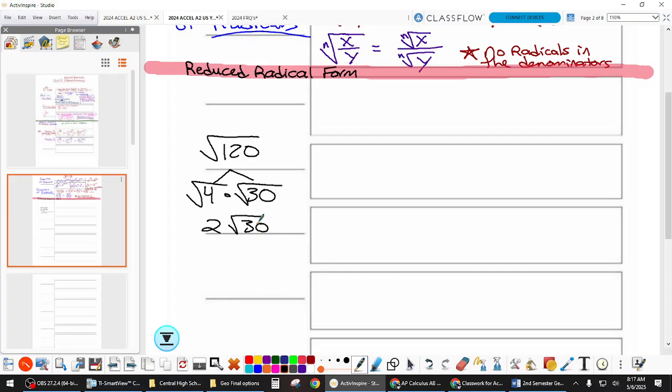That was another version of reduced radical form. We are not doing that specifically. This is going to involve a lot more than just that. But this is part of it.